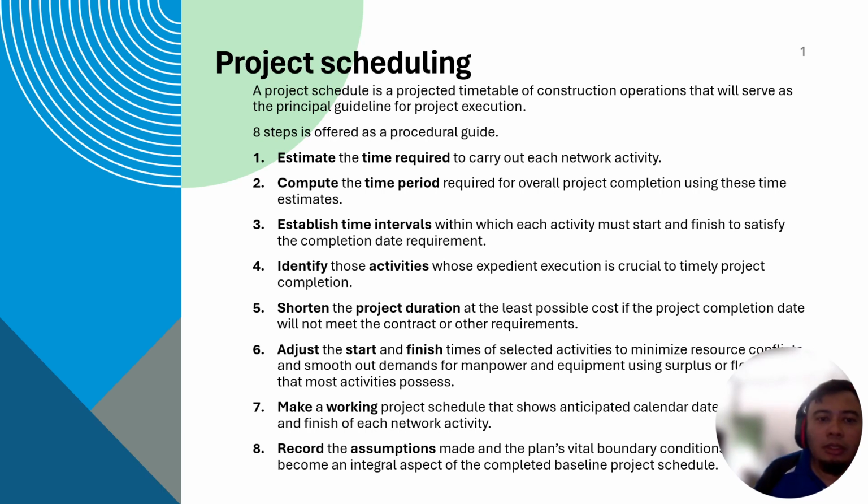And 8 steps are offered as a procedural guide. So, you can follow these 8 steps on how you can come up with the schedule for your project. So number one, you estimate the time required, and number two, you compute the time period required for overall project completion. So the total duration you need to have in order to finish the project.